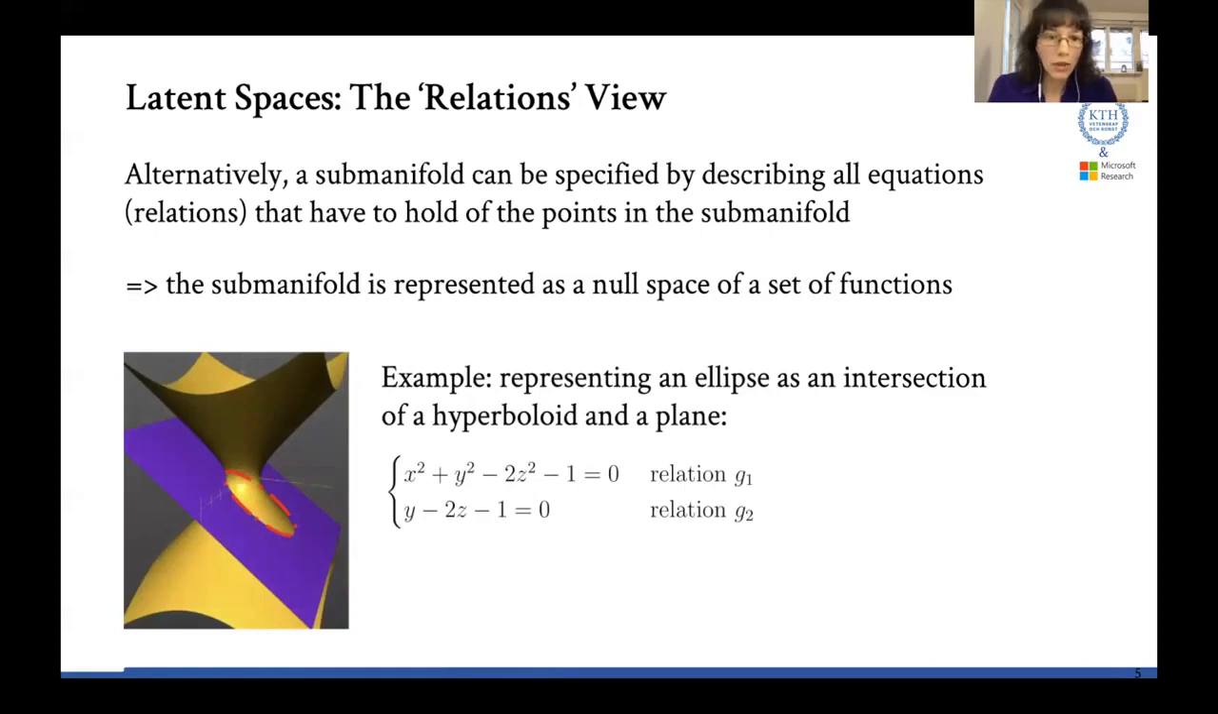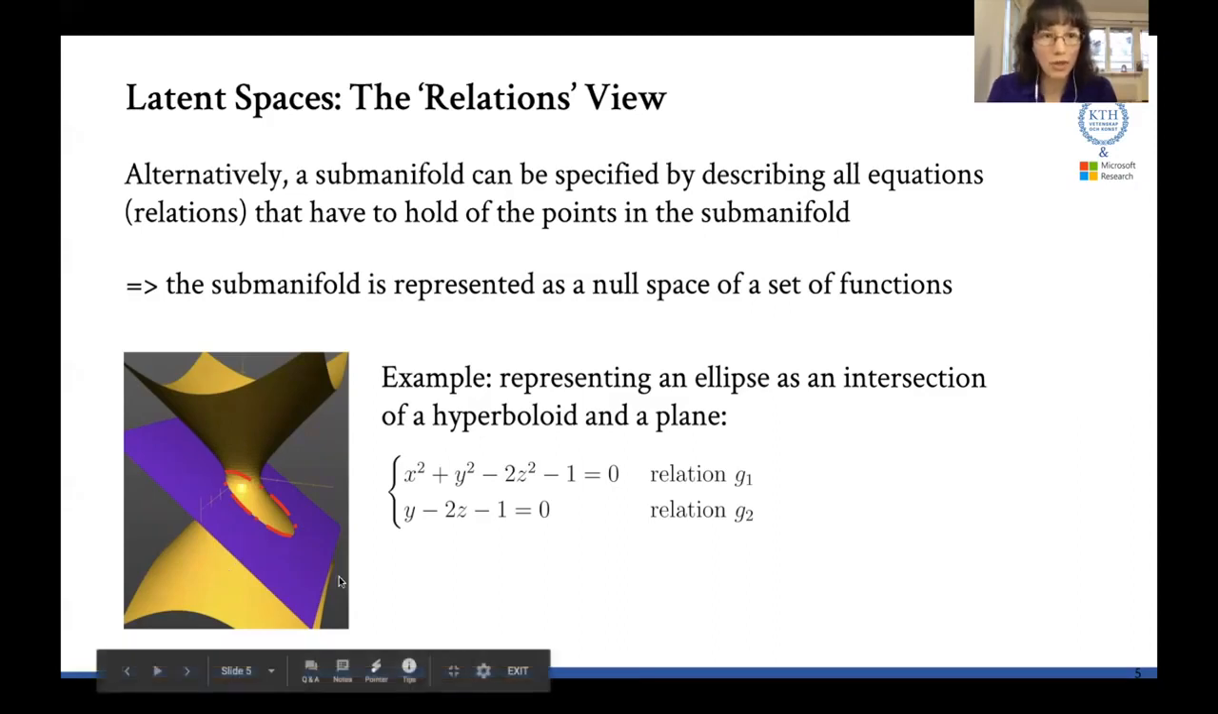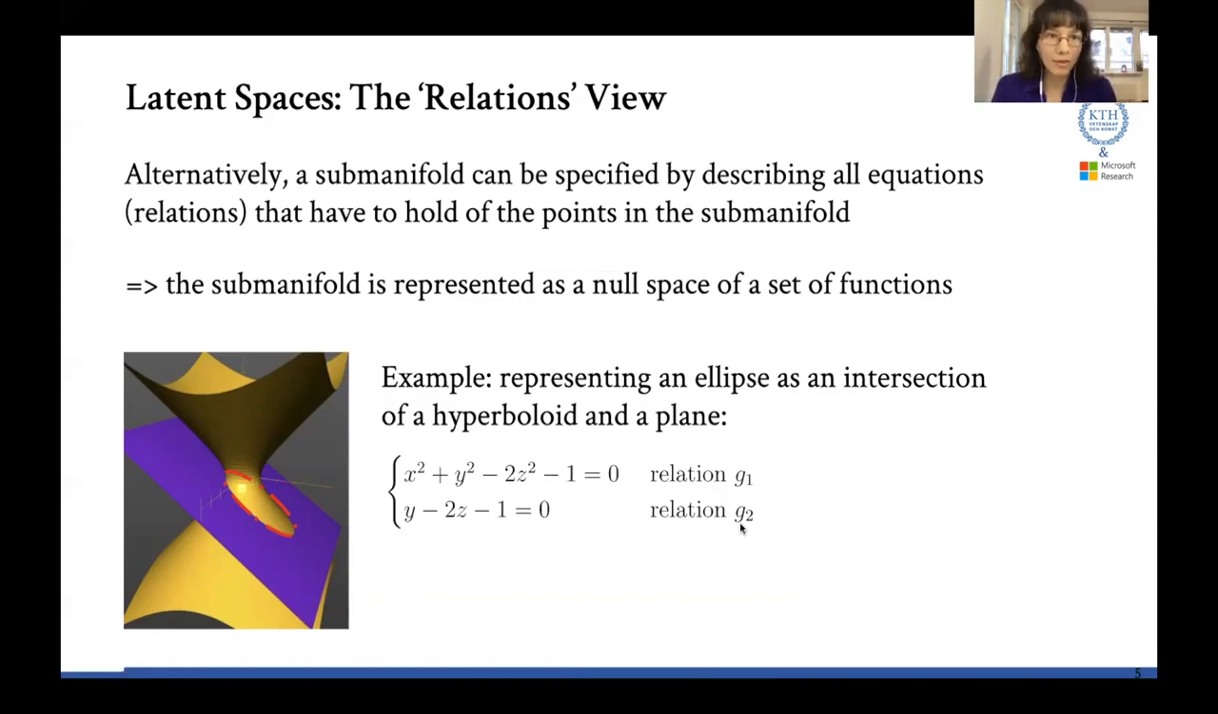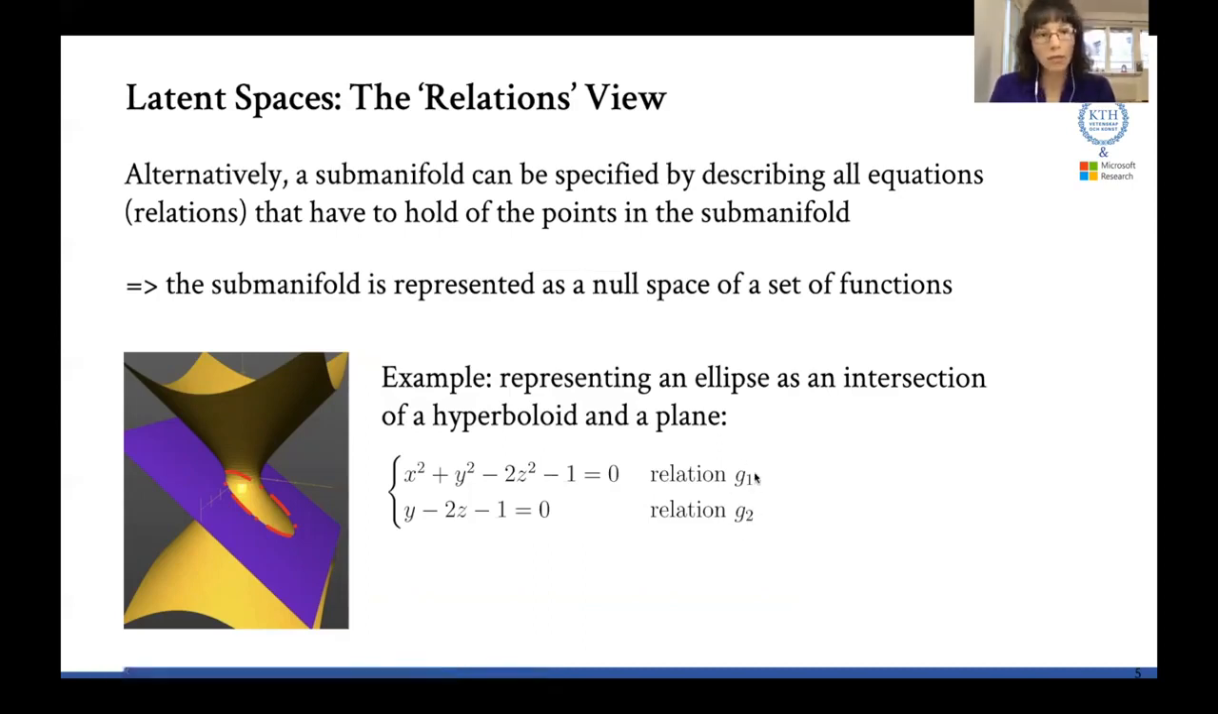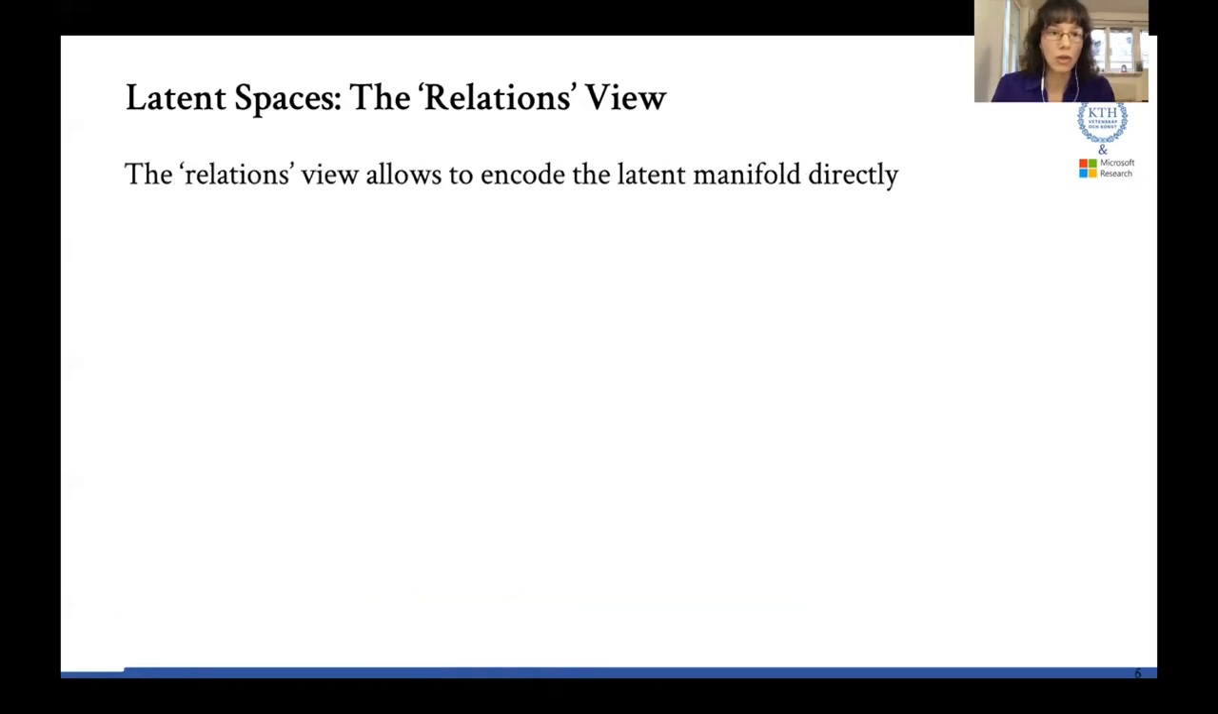Here, let's just take a look at a very simple example. We are representing an ellipse, the thing outlined here in red, dashed-dotted line, as an intersection of a hyperboloid and a plane. There's only so much that I can illustrate in 3D, so maybe it's not so interesting, but here is an intersection of two relations, G1 and G2. So overall, the goal of this work is to be able to describe the latent submanifolds that we're working with by a set of relations. And the algorithm is how to do this when nobody tells us at the beginning what these relations should be.